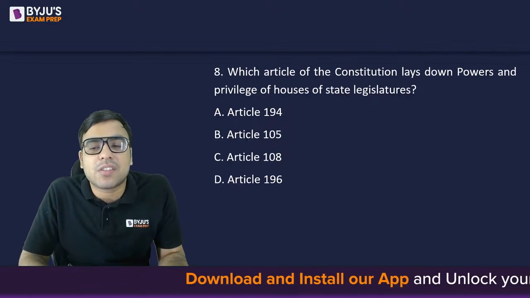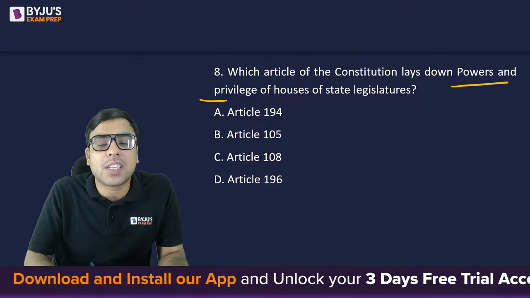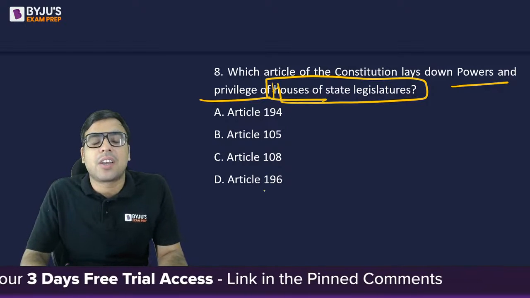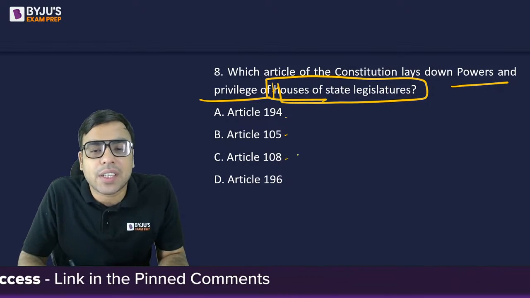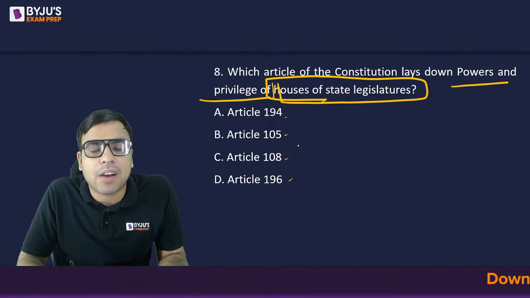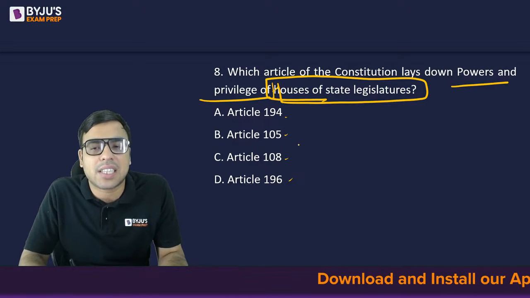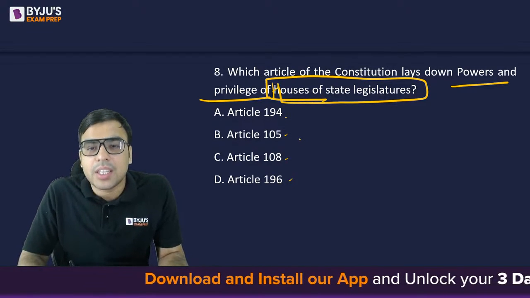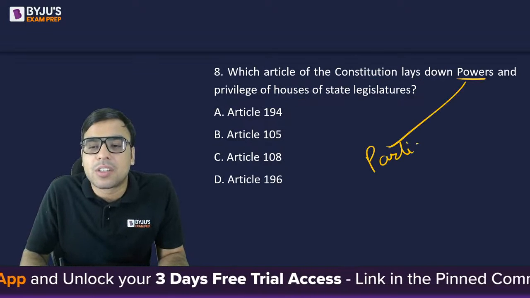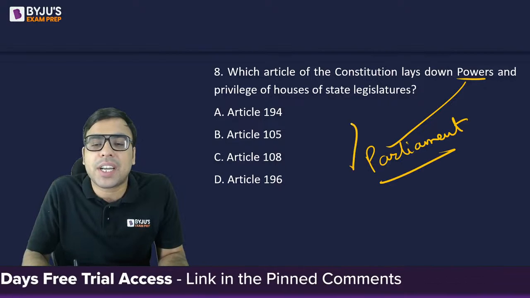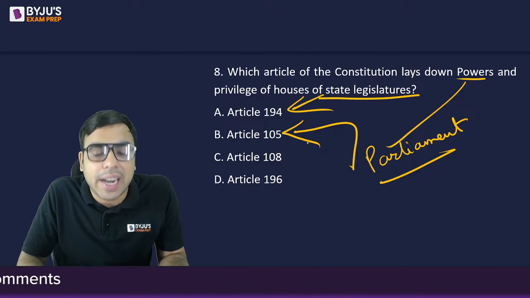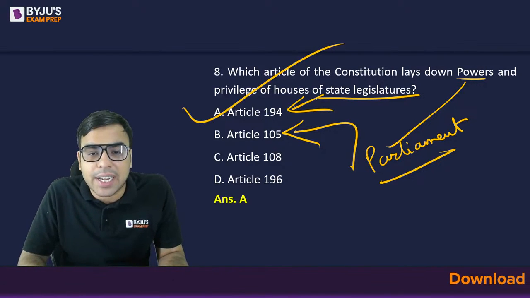Okay. The next is which article of the Constitution lays down powers and privileges of House of State Legislature? House capital में लिखना चाहिए. Your options are Article 194, 105, 108, 196. What is the right answer to this question? आपको ये बताना है powers and privileges of state legislature कहाँ mentioned है. देखो दो होता है powers and privileges. एक तो parliament का है ना, house of parliament, so that is mentioned in Article 105. But when we are talking about state legislature, it is mentioned in 194. So the right answer here is A is the right answer to this question.